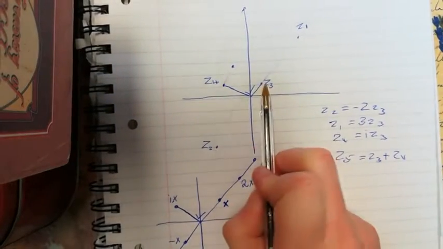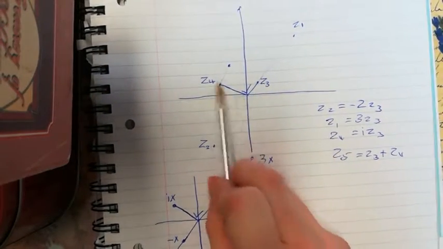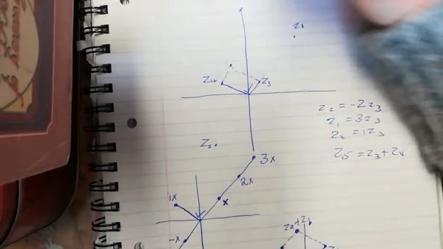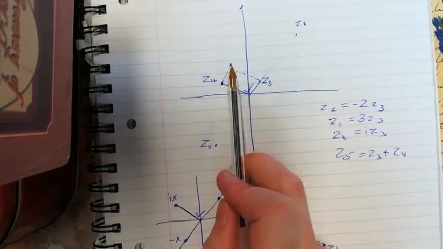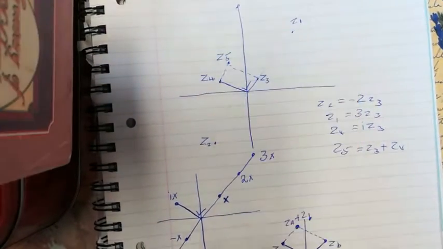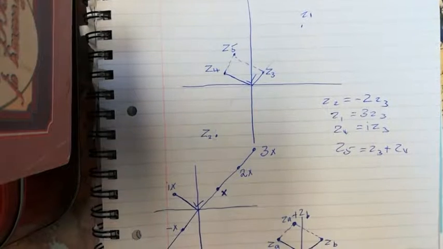So let's see, we have Z4, we have Z3, they form two sides of a parallelogram. So if we were to link up the other two sides, we'd arrive at Z4 plus Z3, which is at this point, and we were told that that is Z5. And that is all we were asked to do in this question.